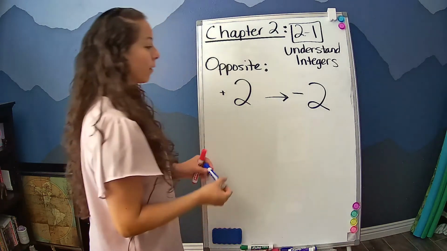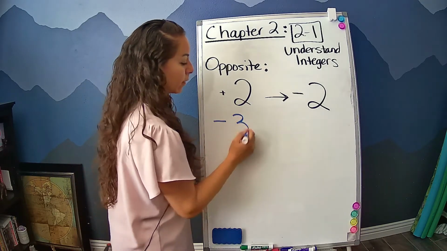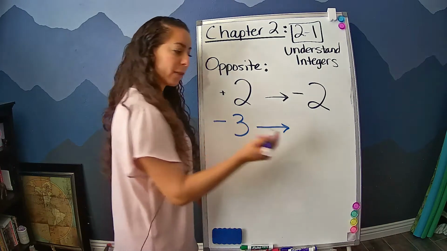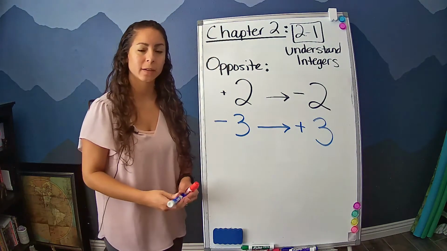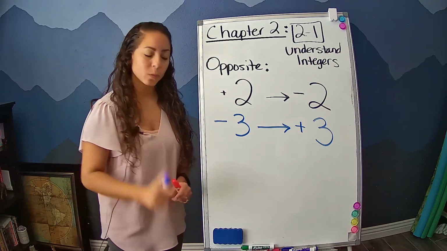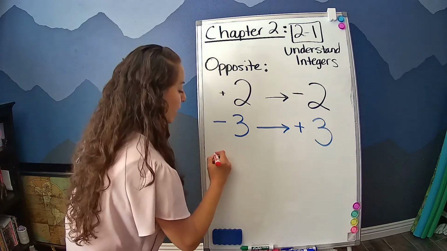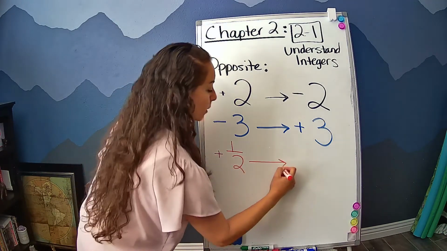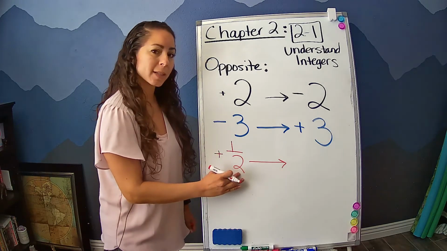If they ask me, what is the opposite of -3? Very, very simple. What's the opposite of a negative? A positive, right? You would write +3. What if they ask us about a fraction? What if they say to find the opposite of a +1/2? If that's a positive, you just keep it the same.